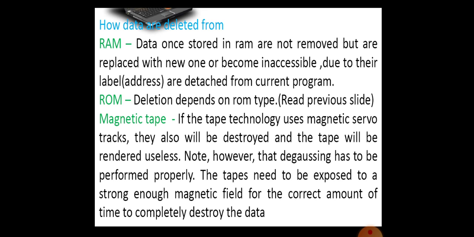Then, how is data deleted from a magnetic tape? If the tape technology uses magnetic servo tracks, they also will be destroyed and the tape will be rendered useless. Note, however, that discarding has to be performed properly. The tapes need to be exposed to a strong enough magnetic field for the correct amount of time to completely destroy the data. That is the magnetic tape. So we need the help of electrical and magnetic fields for destroying the data.